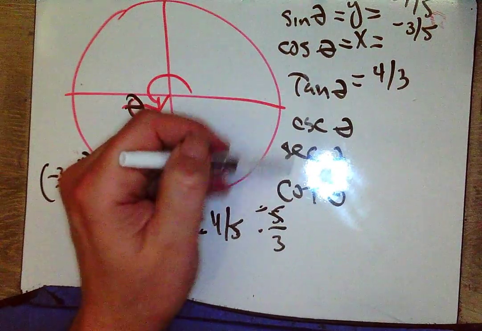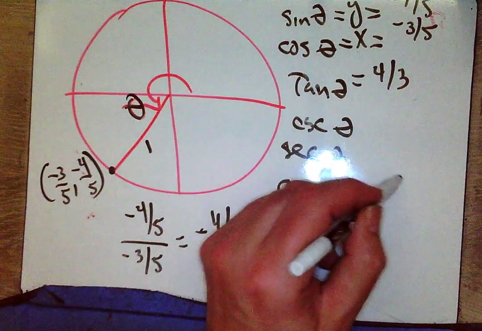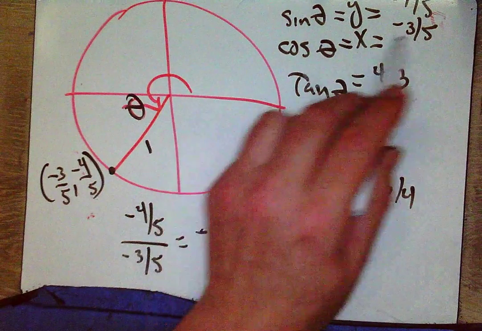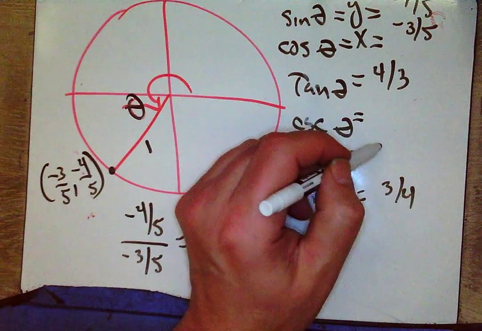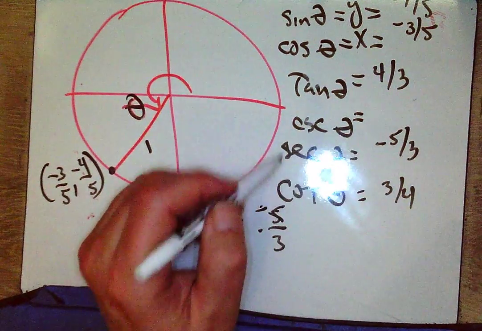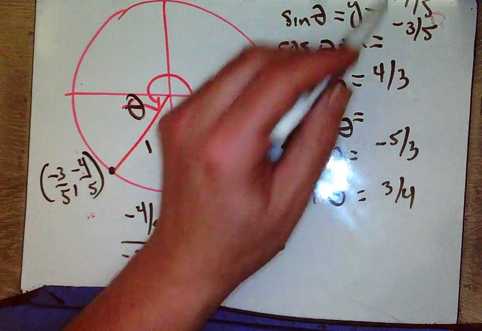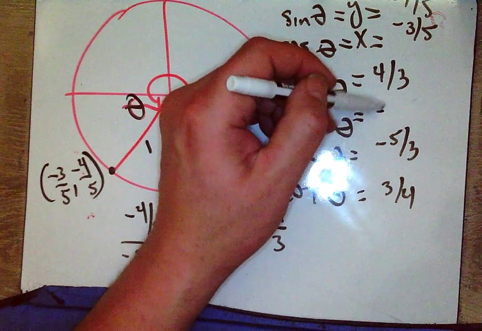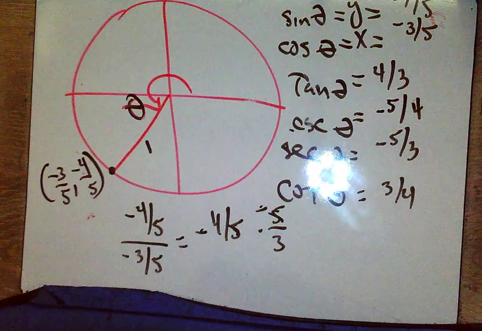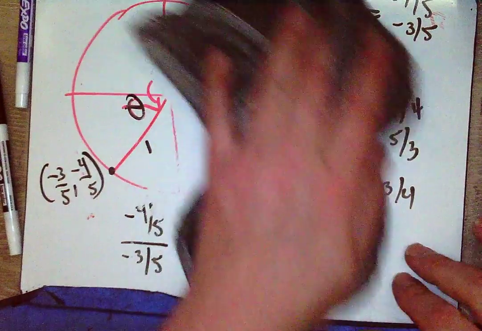Now these 3 are just reciprocals of these 3. If tangent is 4/3, then cotangent is 3/4. If cosine is negative 3 over 5, secant, which is the reciprocal, should be negative 5 over 3. And finally, cosecant is the reciprocal of sine, and so I want the reciprocal of that, and that's going to be negative 5 over 4. Okay, so I think you should be able to do this. We will definitely practice more of that.